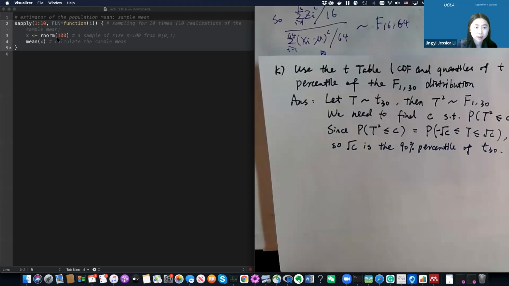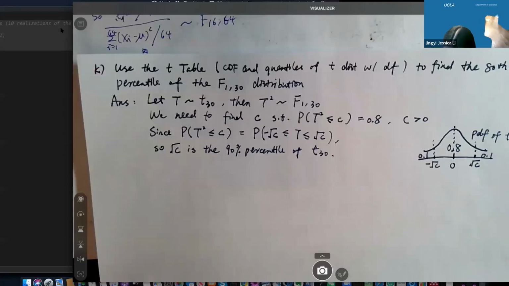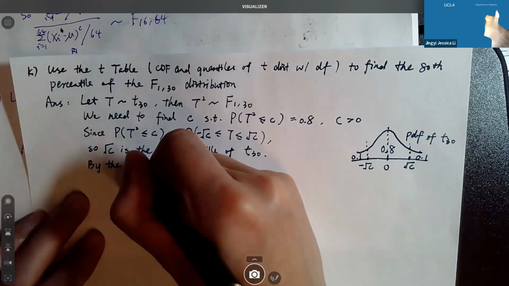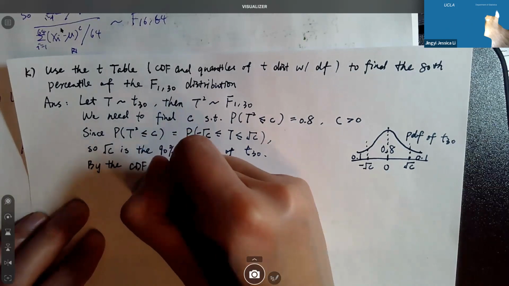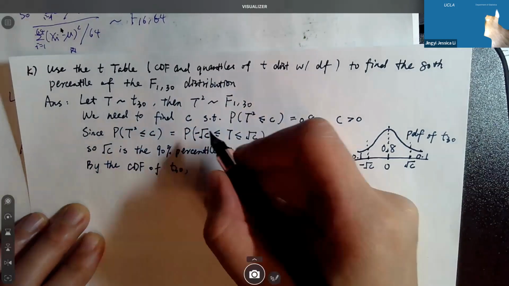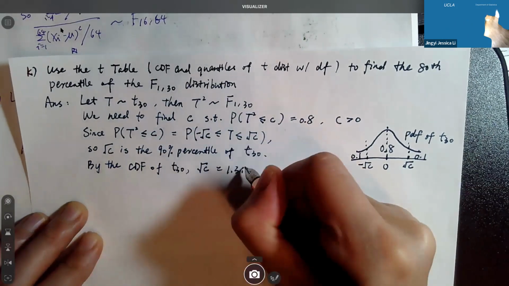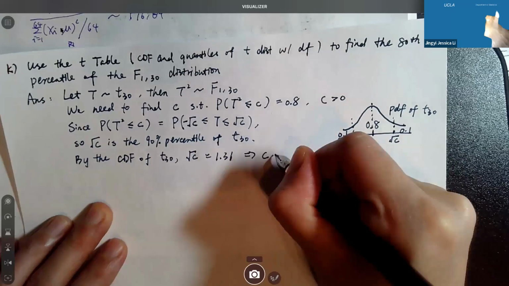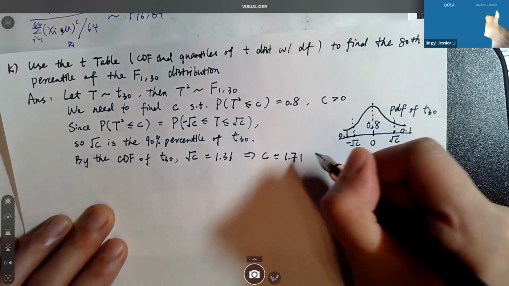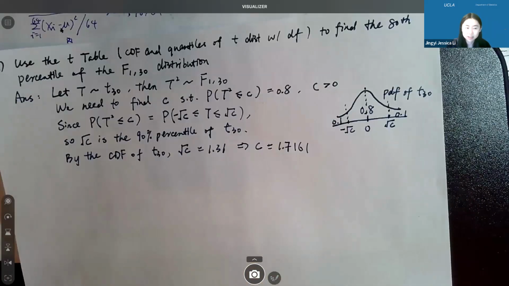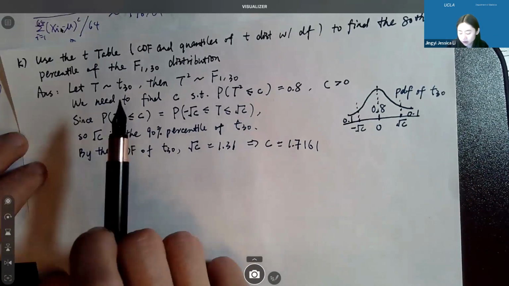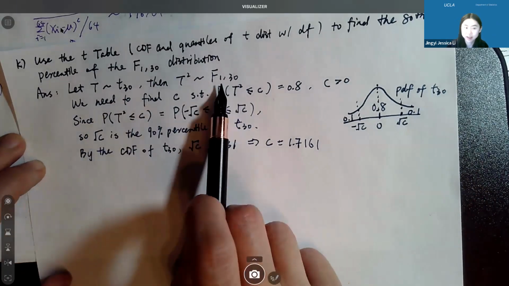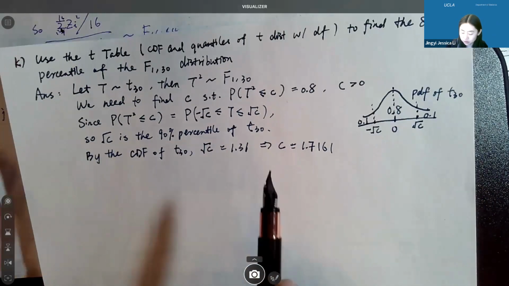Okay, so coming back here, by looking up the distribution, the CDF of this T30, we would have root C equals 1.31. That's what we just looked up. And then this can tell us that C is about 0.7161. I just keep more digits over there, but this is just a strategy. So given the one-to-one relationship between a t-distribution with 30 degrees of freedom, we can derive a quantile for the F distribution with degrees of freedom 1 and 30 using this property.